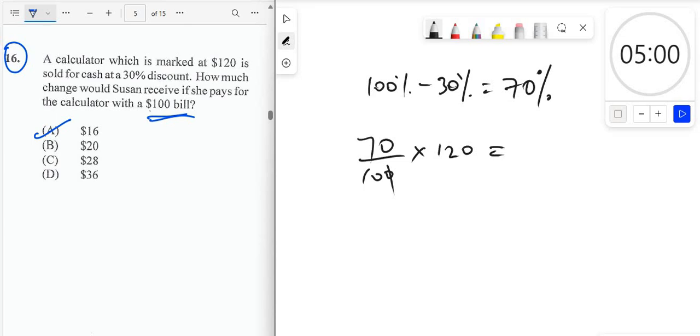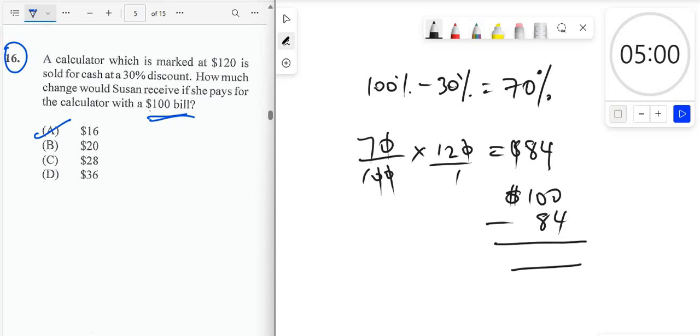So divide by 10, divide by 10, divide by 10, and divide by 10, numerator with denominator only. 7 twelves, that's 84. That gives us the cost, because the cost of the calculator is actually 70%, and we found that, which is $84. Gave the cashier $100, and the cashier took out the $84, and then you're left with a change of $16.